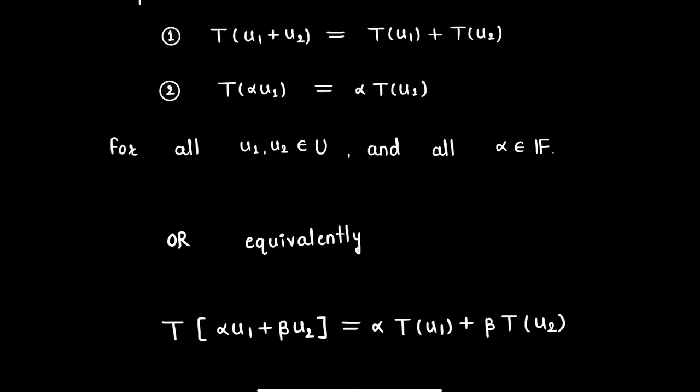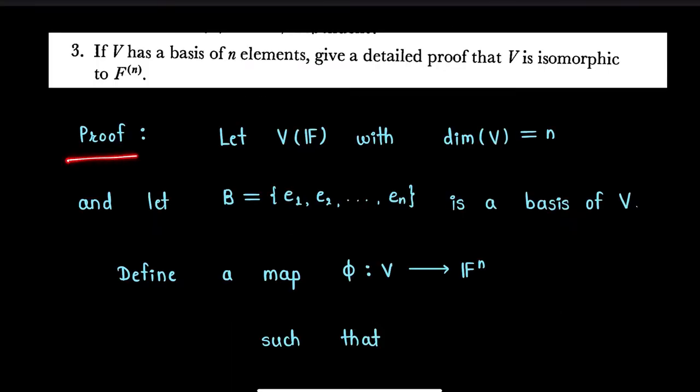Now we are ready to prove the given result. So, proof. Here V is a vector space over field F such that the dimension of V is n. Since the dimension of V is n, any basis of vector space V will contain exactly n vectors. So let us consider B, a basis consisting of n vectors, say e1, e2, up to en.